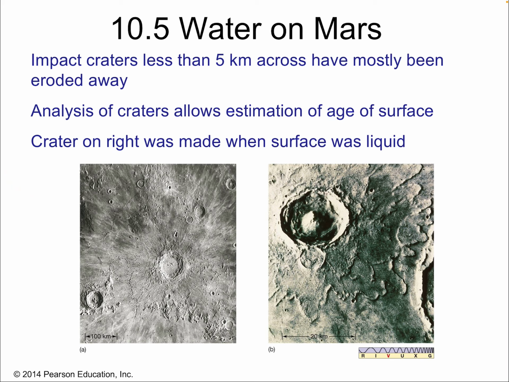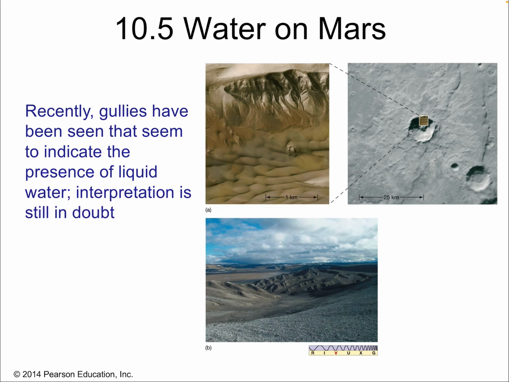Analysis of craters allows estimates of the age of the surface, and cratering on the right, like this one, was made when the surface was liquid. Now that could have been volcanic, right, rather than mud, but certainly there is a dramatic effect here where this was not solid rock that was able to splatter like this, all right? And it could well have been mud, right? Just a mixture of water and liquid, okay?